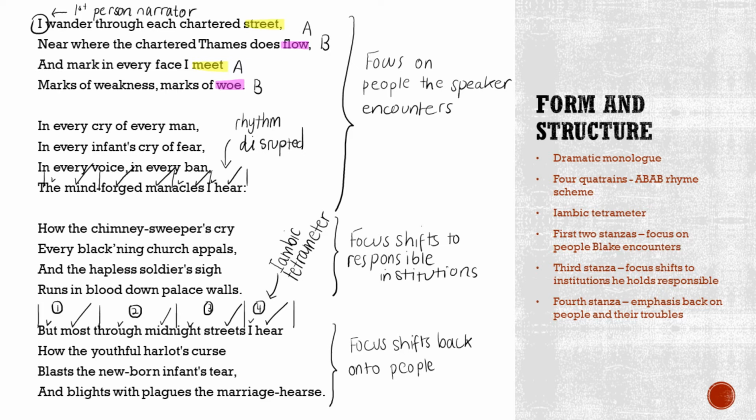In terms of the structure, Blake focuses on people and their struggles in the first 2 stanzas. Then the focus shifts to the institution he holds responsible in the 3rd stanza, with the focus returning to the people of London in the 4th stanza, further emphasizing how the working citizens are ignored and exploited by powerful institutions that should be protecting them.